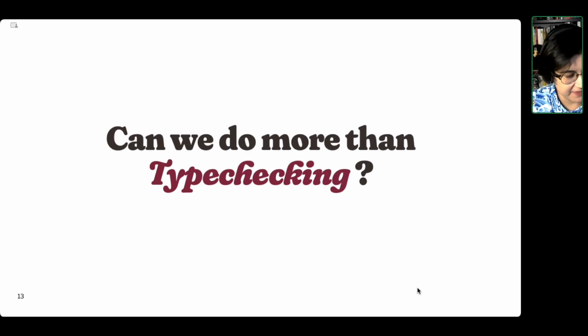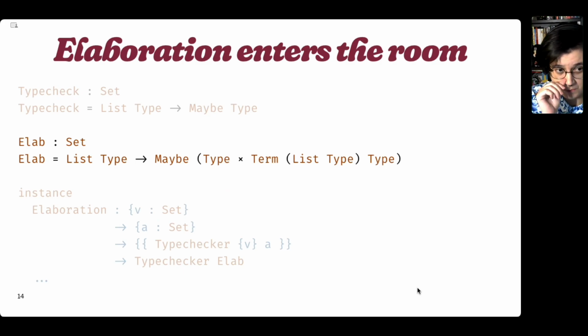So we have implemented this, and can we do more than type checking with this? And the answer is yes. We can implement elaboration as well. And here, given a list of types, we may have a type and a new term that is type correct.